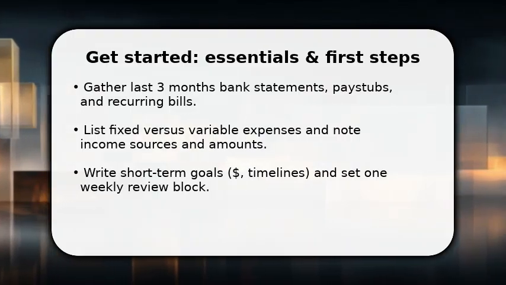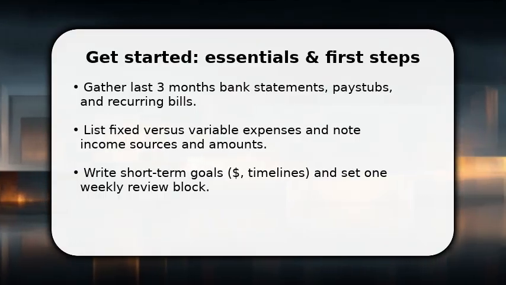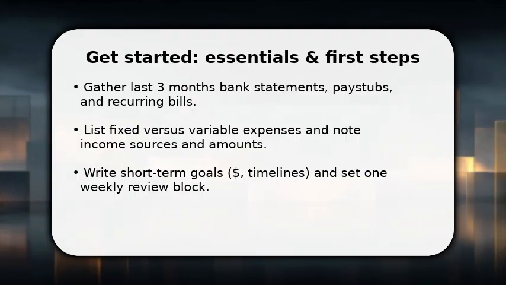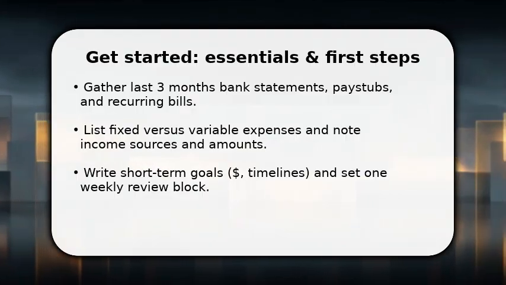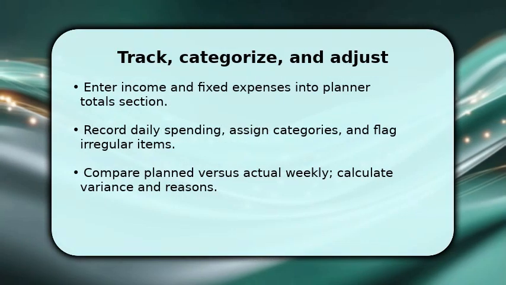Make sure to schedule a weekly 30-minute review block in your calendar. You'll use these items immediately to populate the budget planner book and start the tracking section now. You now populate the planner, enter income and fixed expenses, then set initial category limits.